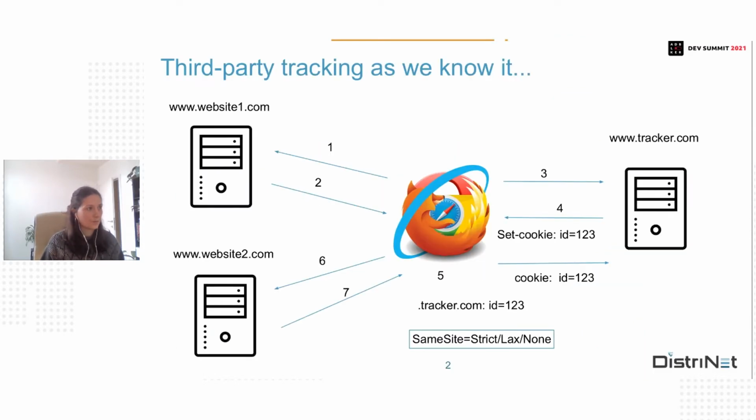Traditionally, the way third-party tracking works is that when a user visits a website that embeds a certain tracker, a request is sent from the browser to both the server of the website and the tracker. The tracker then responds with a cookie containing a unique identifier for that user. In this case, the ID is 123. That cookie is then stored in the browser under the domain of the tracker.